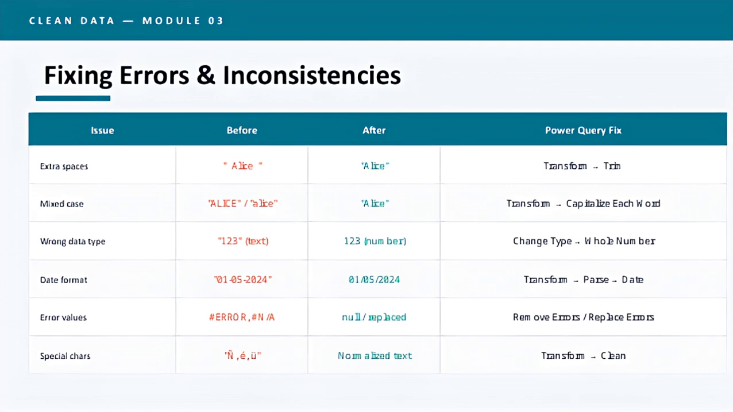All these transformations, fixing errors, standardizing formats, and cleaning up inconsistencies, are essential to ensure your data is accurate and reliable for analysis. This is what we focus on in the Clean Data module. Now let's take a closer look at some essential text cleaning functions in Power Query.